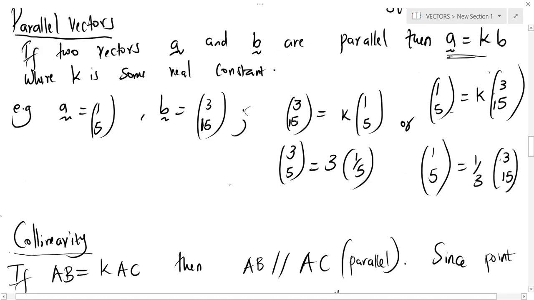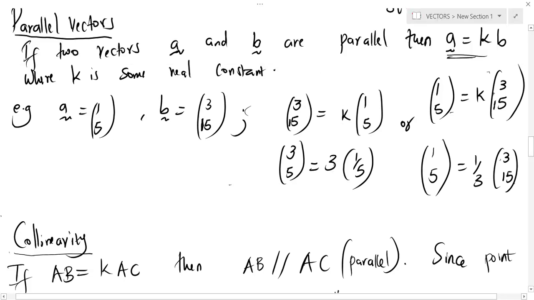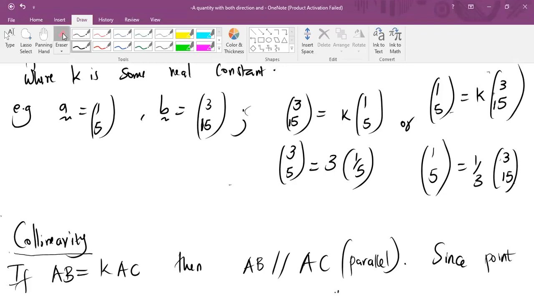If we take (3, 5), clearly we see that (1, 5) can be written in terms of (3, 15) and vice versa. So (3, 15) is the same as K(1, 5). Is this true? Is there a number K that if we put here will give us these values? Yes, it's possible. If we take our K to be 3, clearly as we've done here, then we are going to have it being equal to this other side.